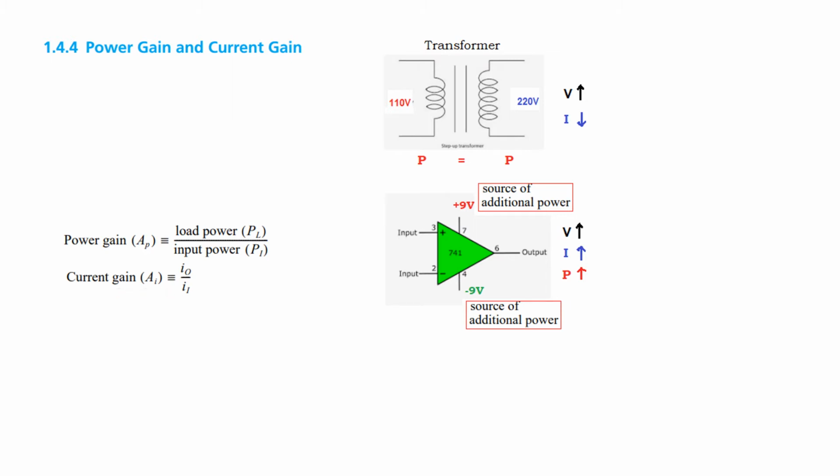Same way, current gain will be the output current divided by input current, and the voltage gain we have learned already is V out over V in. So we can write that the power gain is the voltage gain multiplied by the current gain. This we have to remember.